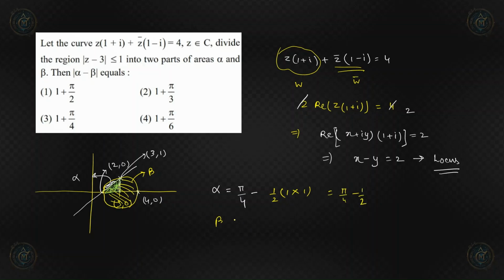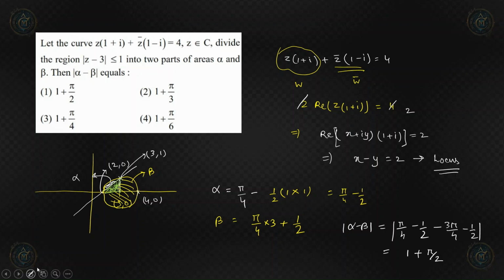And for beta we have similarly this yellow region, which is 3 pi by 4 plus the area of this triangle, which is half. So if we calculate the magnitude of alpha minus beta, it will be the modulus of pi by 4 minus half minus 3 pi by 4 minus half. If we calculate this, this becomes 1 plus pi divided by 2. So in this case, option 1 will be our correct option.